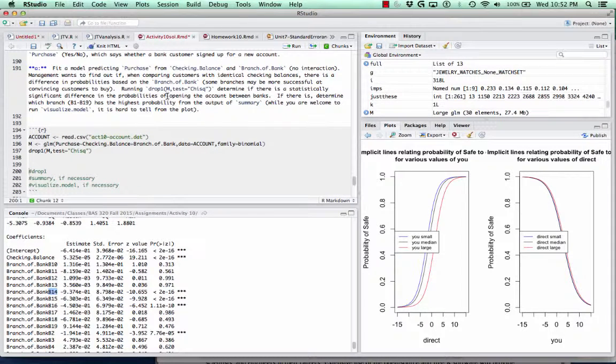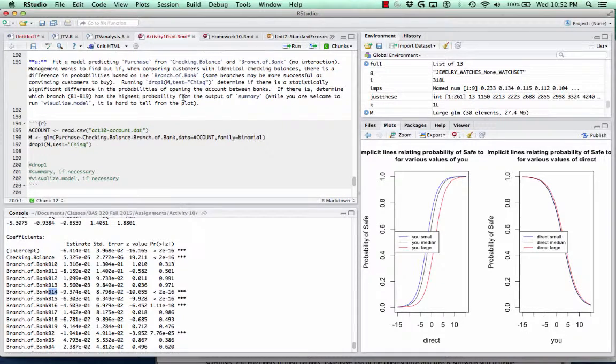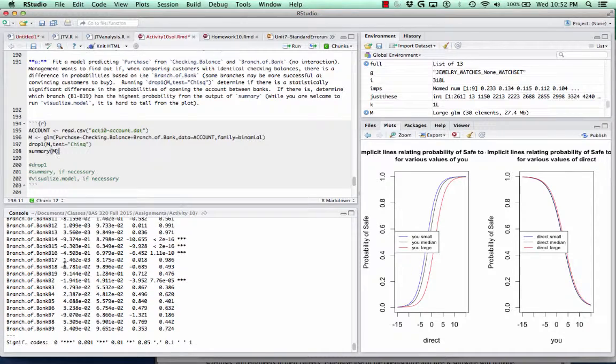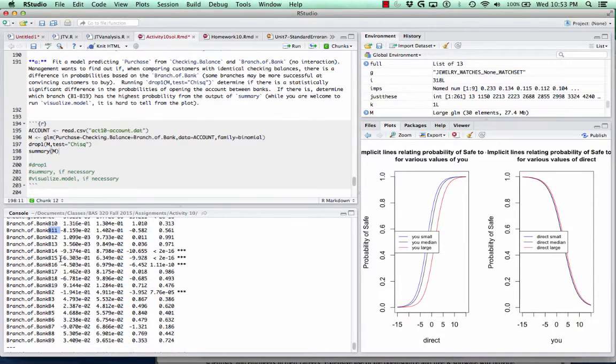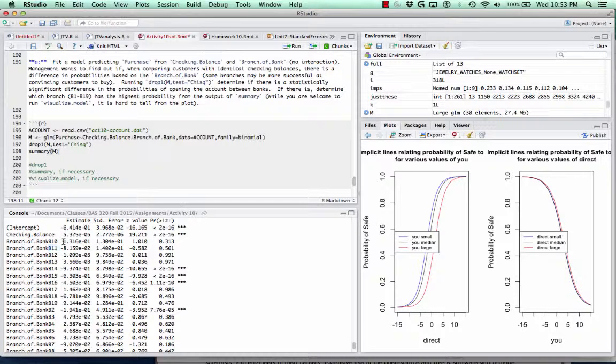So yes, there is a statistically significant difference in probabilities, and let's determine which branch has the highest probability from the output of summary. Okay, well, looking at the summary here, what this coefficient tells me is the relative difference in probabilities between the bank represented by the indicator variable and the reference level. So in this case, the reference is B1. And when I see a positive number, that means the probability of the level of interest is higher for this bank than for the reference level, bank 1.